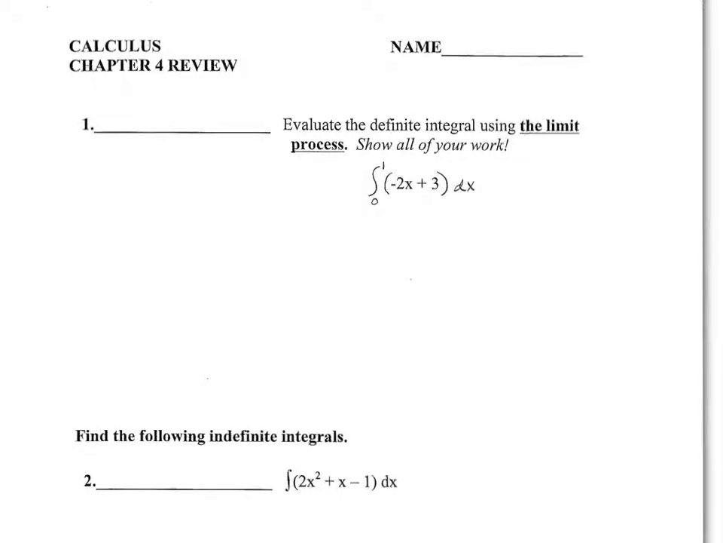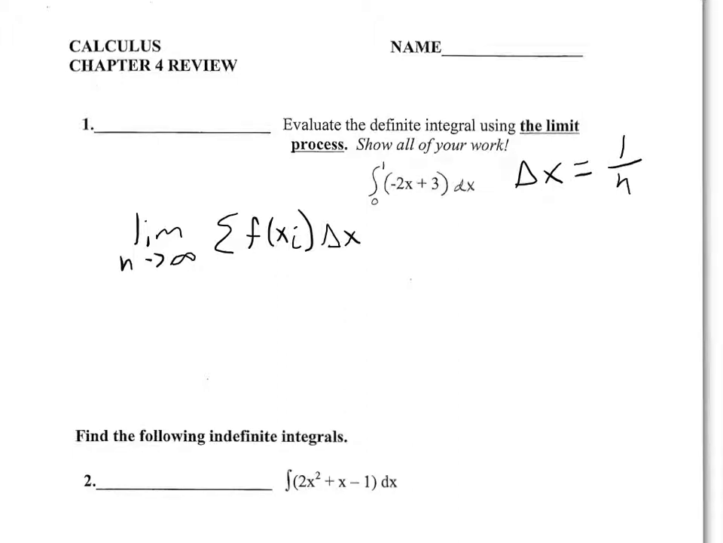All right, to find the definite integral using the limit process, we need to find the limit as n approaches infinity of the sum of f of x sub i times delta x. So our delta x in this case is going to be 1 over n because it's the upper and lower limit, so 1 minus 0 over n, and our x sub i is 0, the lower limit, plus delta x times i, so it should just be i over n.